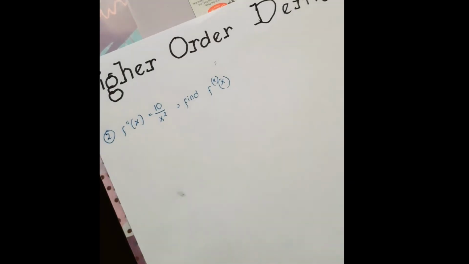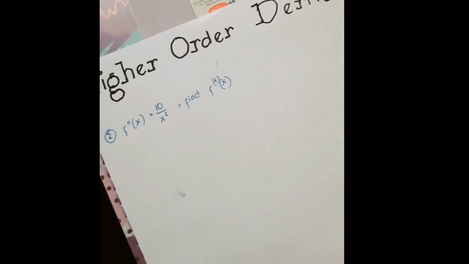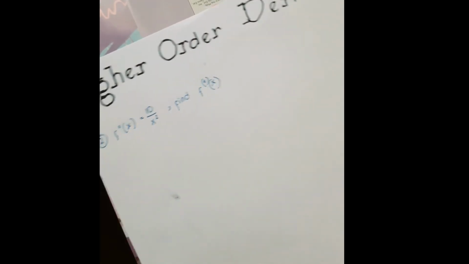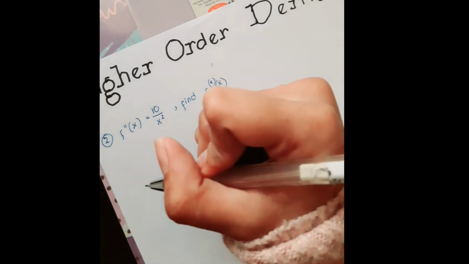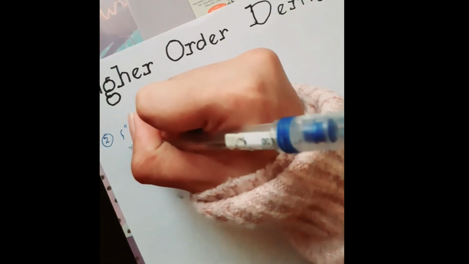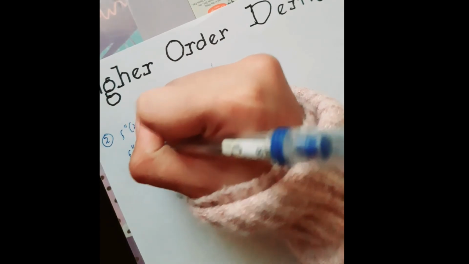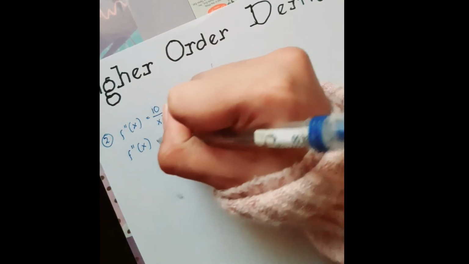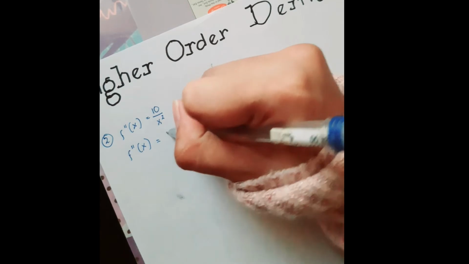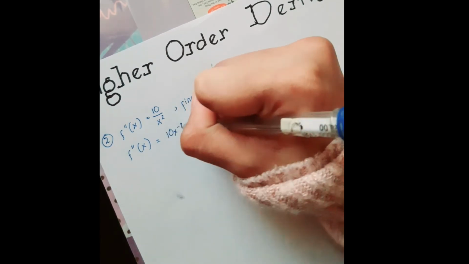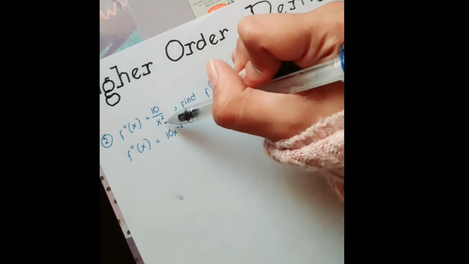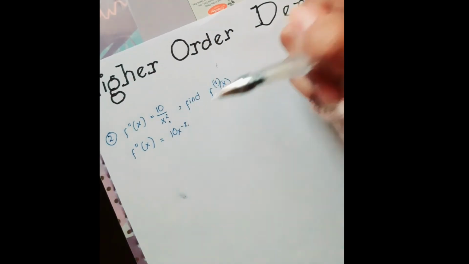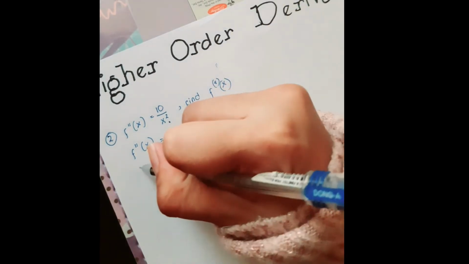If we have the second derivative function, 10 over x squared, we need to find the fourth derivative of the given function. For the second derivative, let's rewrite it as 10x raised to the power of negative 2. We moved the x squared from the denominator since we had the second derivative.